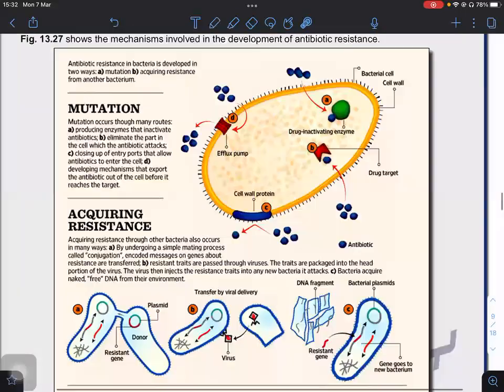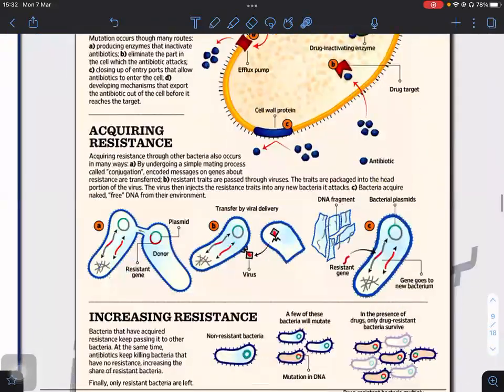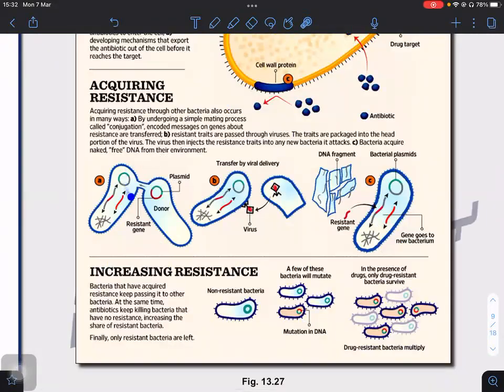Okay, so for activity 13.15, antibiotic resistance, we have horizontal gene transfer. It can be by conjugation, or sometimes a virus can help, by viral transduction. Also, sometimes naked resistant genes can be taken in because of cell lysis. This is called horizontal gene transfer.